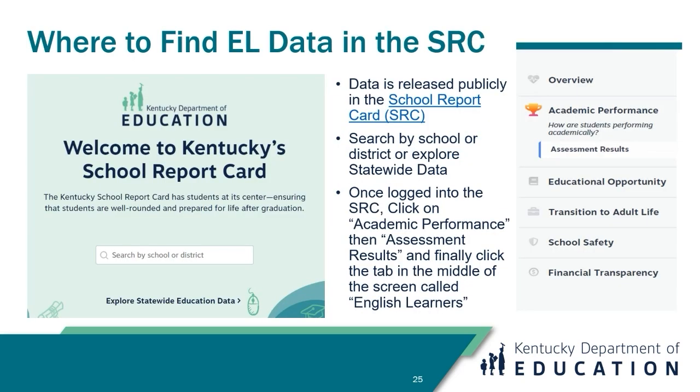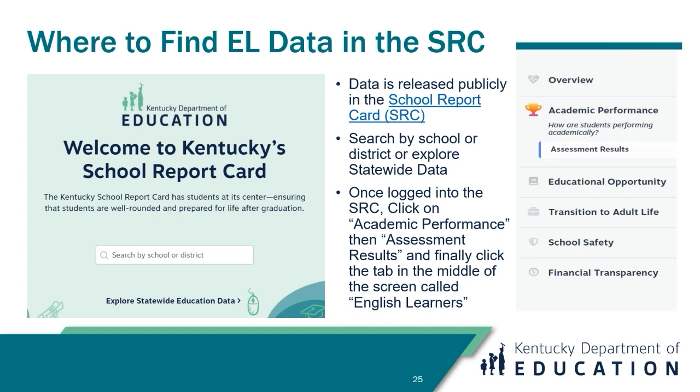Let's change gears and talk about where you can find detailed data on our English learners. For anyone new to this, the primary hub for such data is the Kentucky School Report Card, often abbreviated as SRC. This platform is designed to be user-friendly and transparent. Let's talk about how to navigate that. So step 1, access the School Report Card. Here you have the option to either deep dive into specific school or district data or take a more panoramic view with our statewide data.